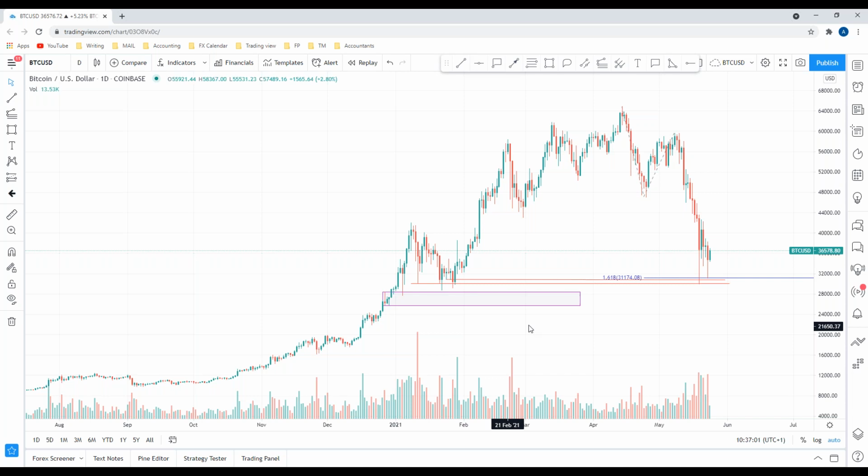So some traders here, instead of placing their stops beyond here, conservatively, they could just pop it below this demand, right? This helps protect you from whipsaws, which, you know, Bitcoin is known for. So this would help protect you from whipsaws.